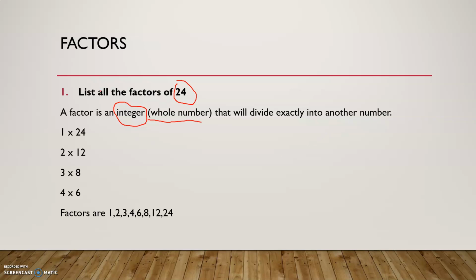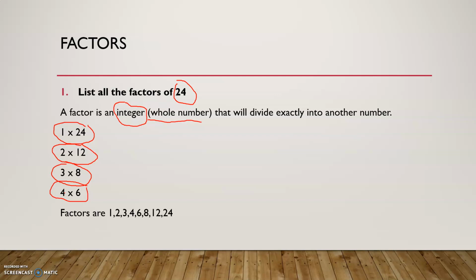So if we list out the factors, we check what number goes into 24. 1 goes 24 times into 24, then 2 goes 12 times into 24, then 3 goes 8 times into 24, 4 goes 6 times into 24, then the next number is 5. If we divide 24 by 5, there would be decimals, so it can't go in as a whole number. The next number is 6, which we've already done, so 6 goes 4 times.